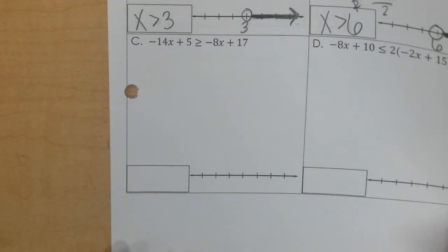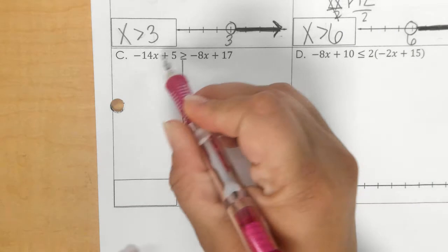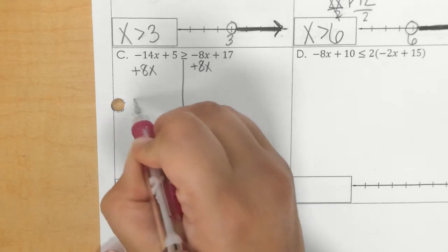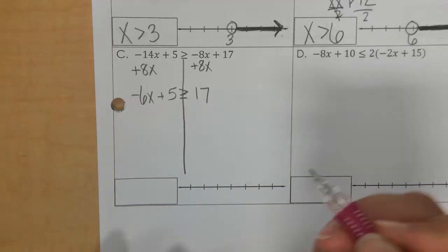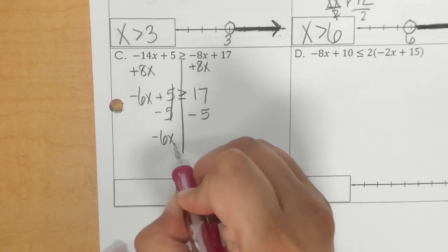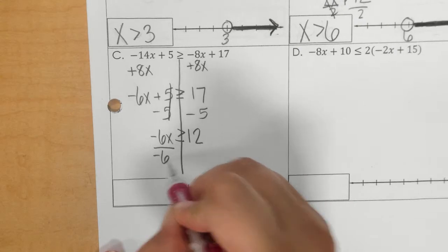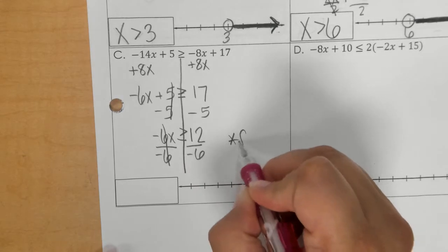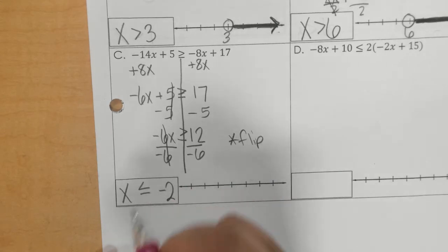So in letter C, it's more of the same thing. You're just adding your 8x over. But this time when you work it out, you get a negative 6x. So that will play an important role here in a few minutes. Then I subtract 5 and get negative 6x is greater than or equal to 12. But if I divide by negative 6, since this is negative, I have to flip my inequality. So this is greater than or equal to, so now it's less than or equal to.